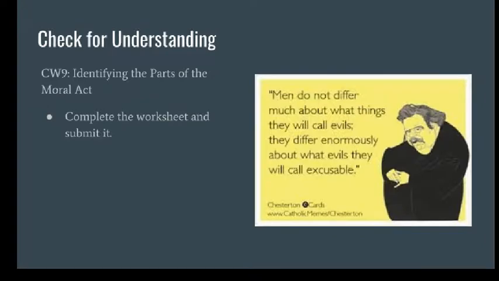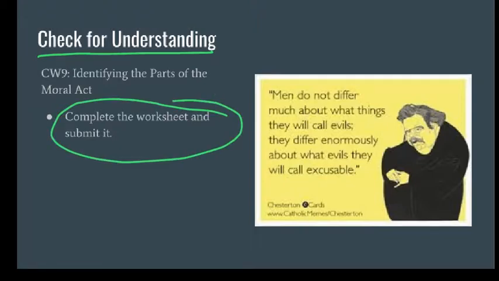Okay, now what we're going to do is a check for understanding. You're going to do Classwork 9. It's on PowerSchool, and you're going to identify the parts of the moral act. Everyone needs to complete their own worksheet and submit it to PowerSchool when they're done, but you can collaborate and work with your team members to help you go through the worksheet. Again, it's called Classwork 9. It's on the Unit 2 page on PowerSchool.